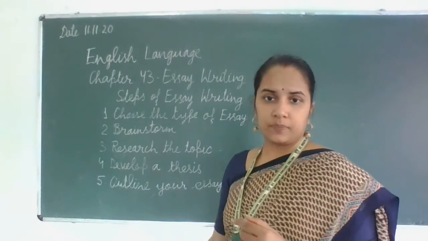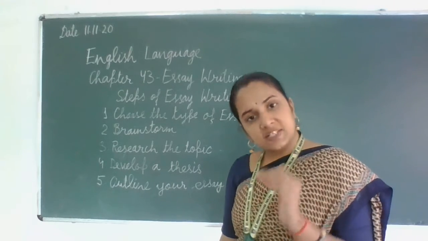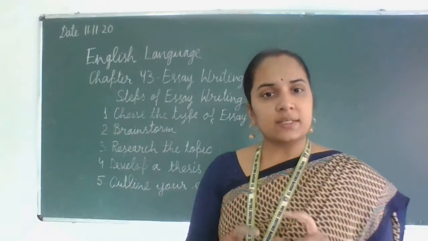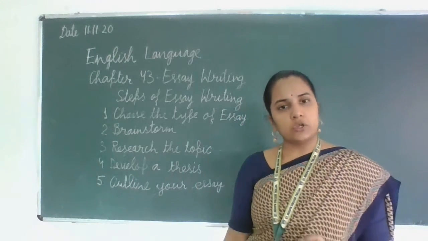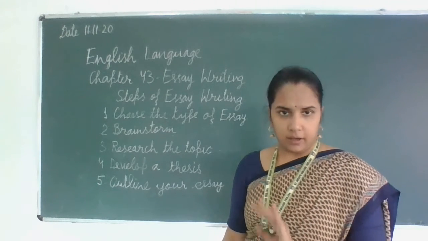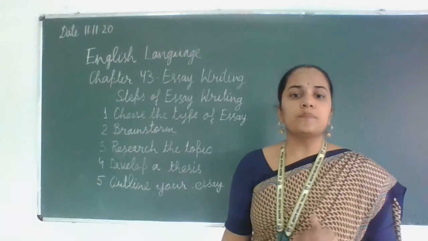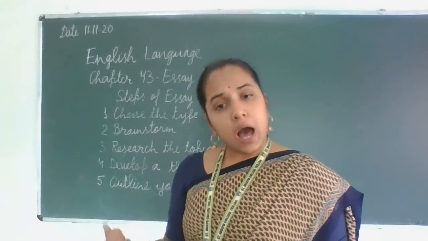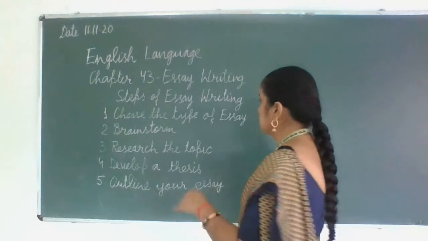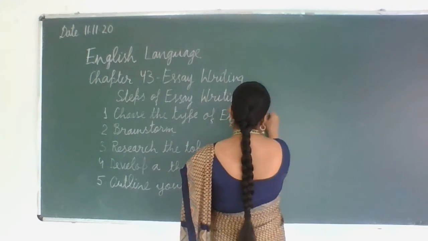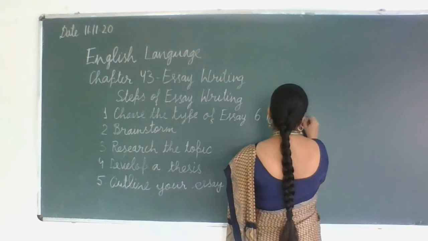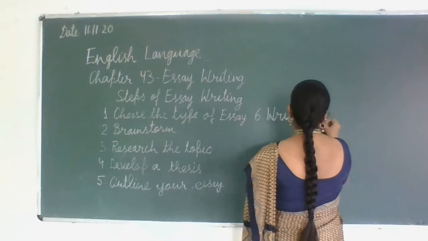outline your essay. For writing a good essay, it's better that you outline the things first. Outlining means you will decide how many paragraphs you are going to write and what would be the content of each paragraph that you are going to write. After this, the next step is to write the essay, meaning when you have decided all these things, after this you will actually write the essay.